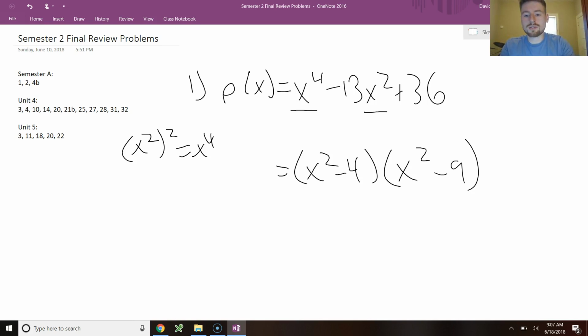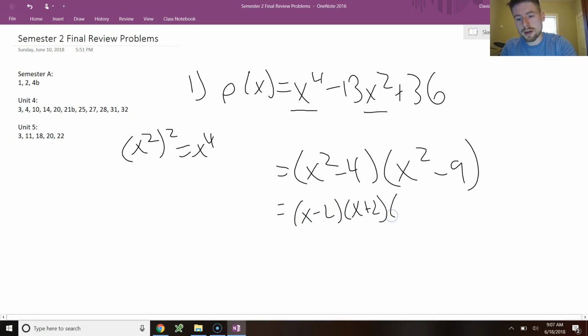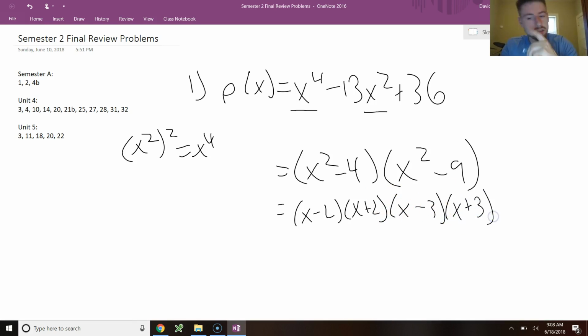X squared and x squared is x to the 4th. You have negative 4x squared minus 9x squared is negative 13x squared, and then 36. Each of these are differences of perfect squares, so we can factor those further. X squared minus 4 is x minus 2, x plus 2. And then x squared minus 9 is x minus 3, x plus 3. And so you can see from this there's 4 distinct numbers that would make this polynomial 0: 2, negative 2, 3, negative 3. And so it's going to cross the x-axis 4 times. So there's 4 crossings.